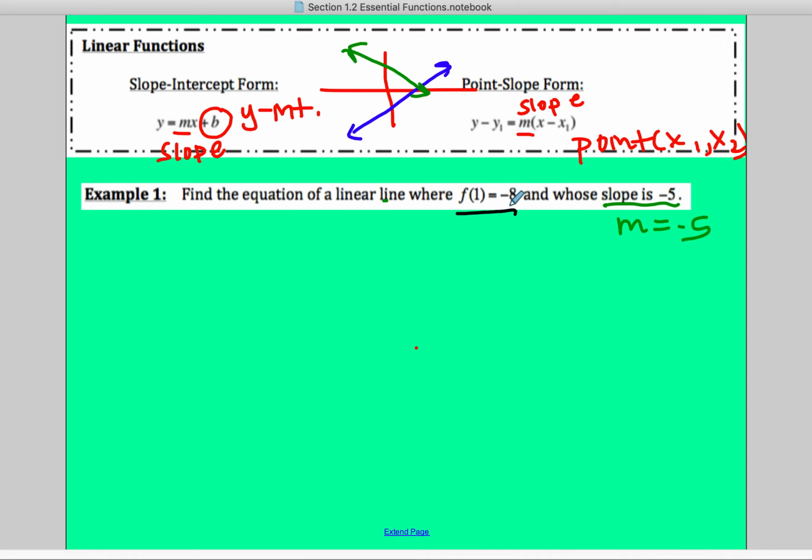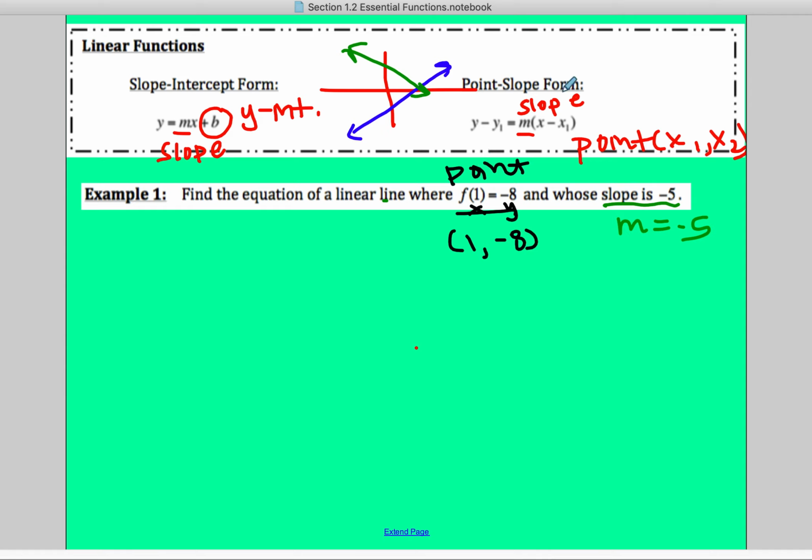We know that our slope is -5. This part right here, this is in our function notation. This is actually telling us a point. So what it's telling us is when I plug in a value of x of 1, I get out a y value of -8. So this is telling me the ordered pair (1, -8). And you'll see this quite frequently in calculus. So just remember when you input x's and you get out y values. So I have my point and I have my slope.